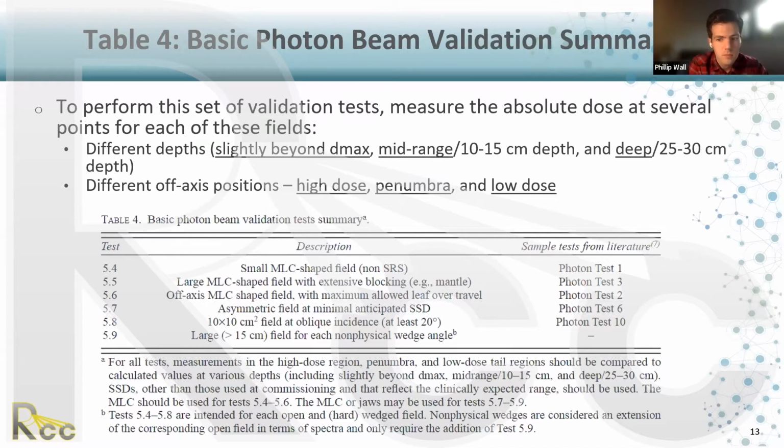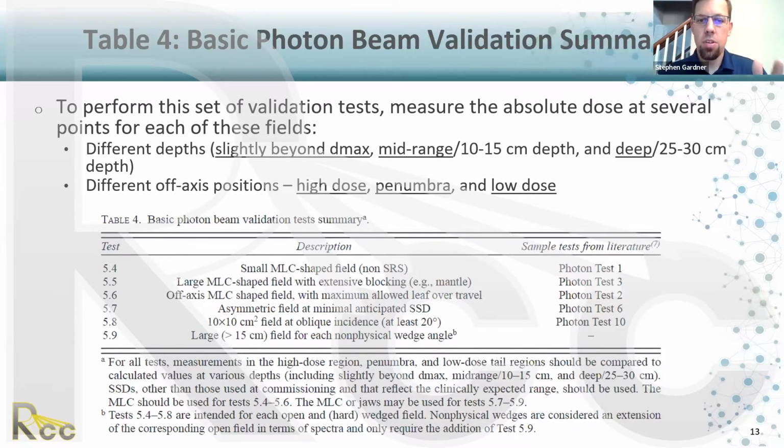And then 5.4 through 5.9 are going to give us a better idea of how our planning system's handling things like MLC blocking, different depths, different parts of the dose distribution. So we're going to measure the absolute dose at several points for each of these test fields, test plans. We're going to go at a shallow depth, a little bit beyond Dmax, mid-range depth, and deep depth. They give guidelines for these depths, so you could do 5 cm, 10 to 15 cm, 25 to 30 cm, something like that.